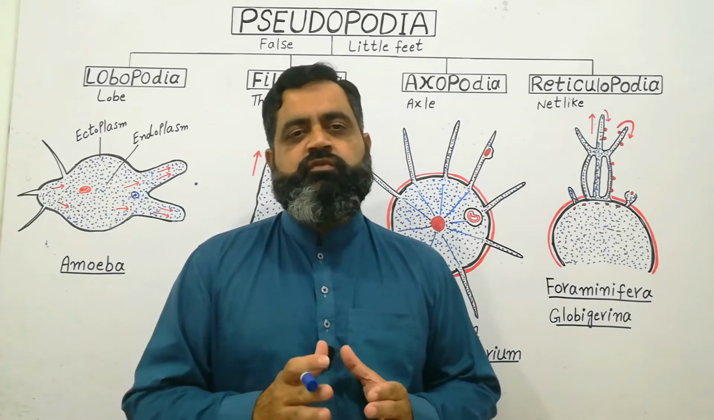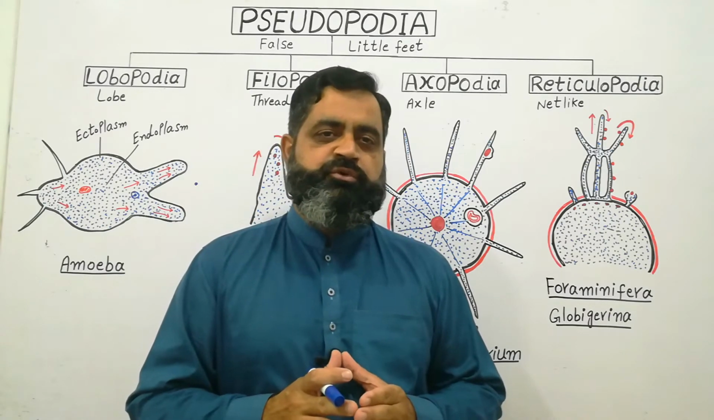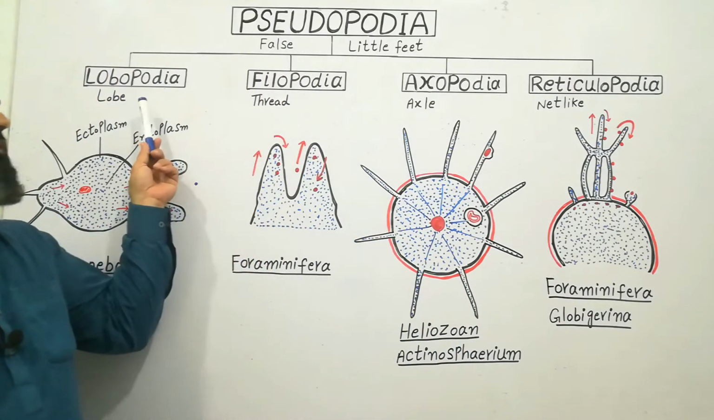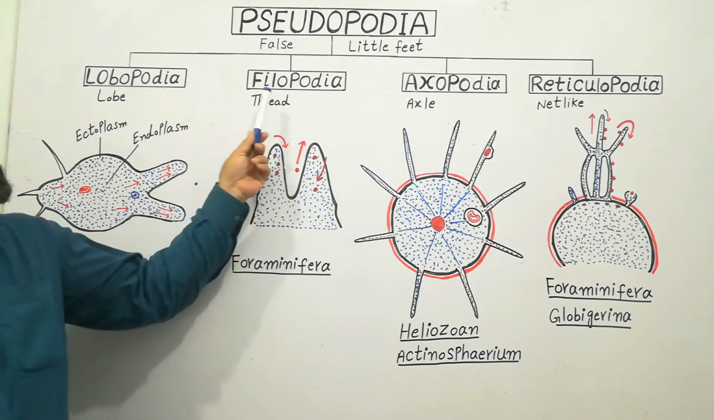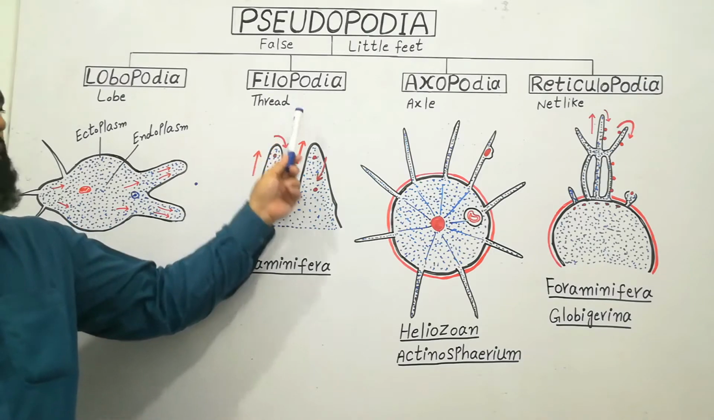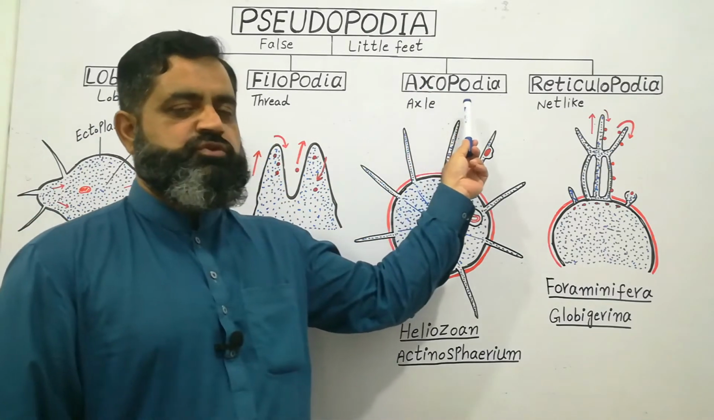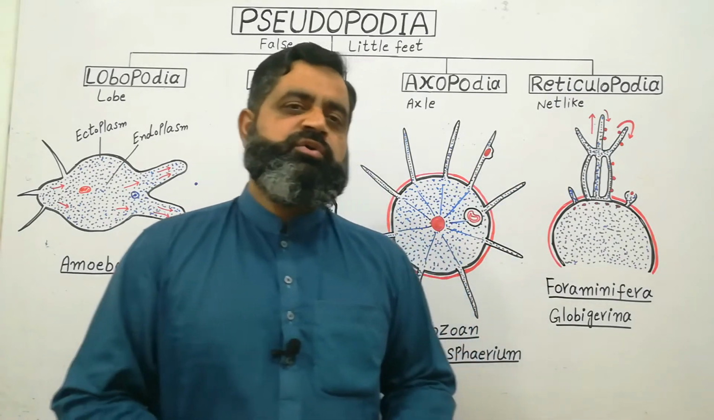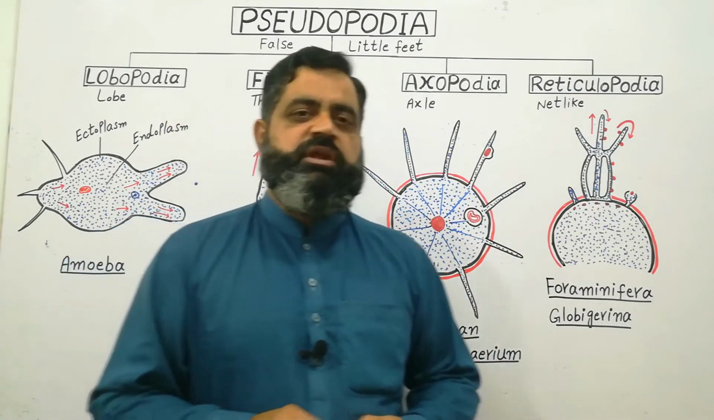There are 4 different types of pseudopodia found in the animal kingdom. The first type is Lobopodia. The second type is Filopodia, the third type is Axopodia, and the fourth one is Reticulopodia. Now we are going to discuss each of them in detail.